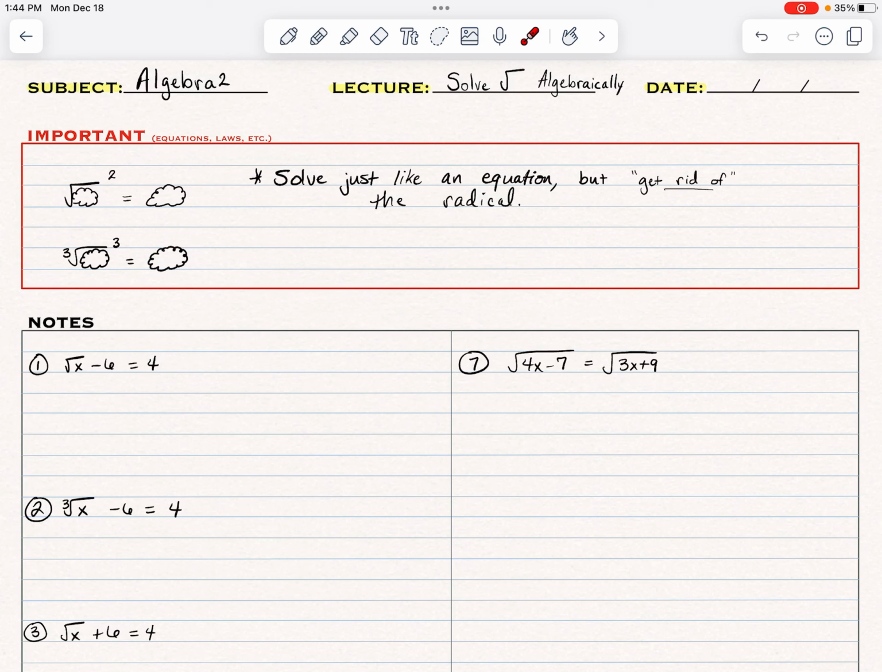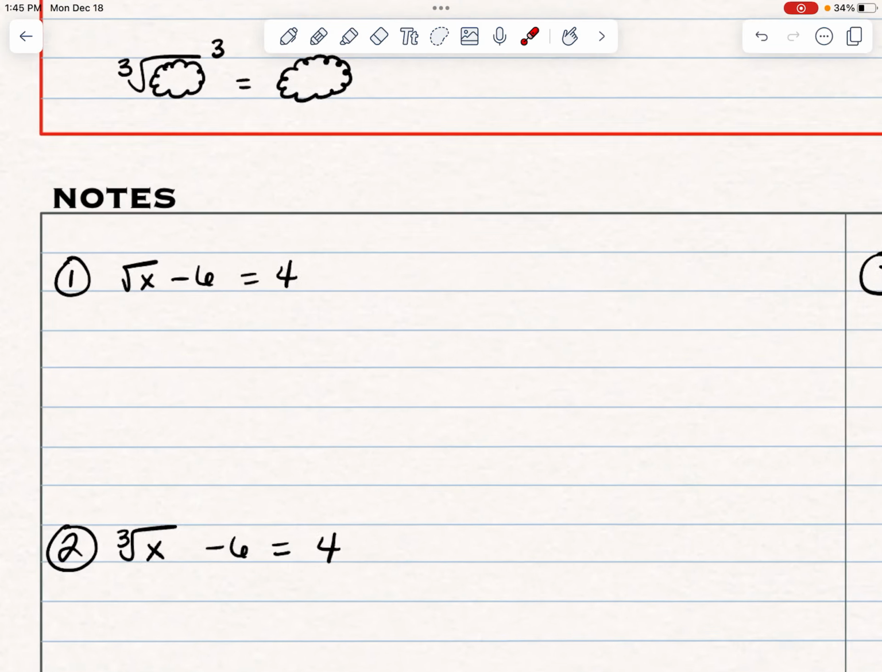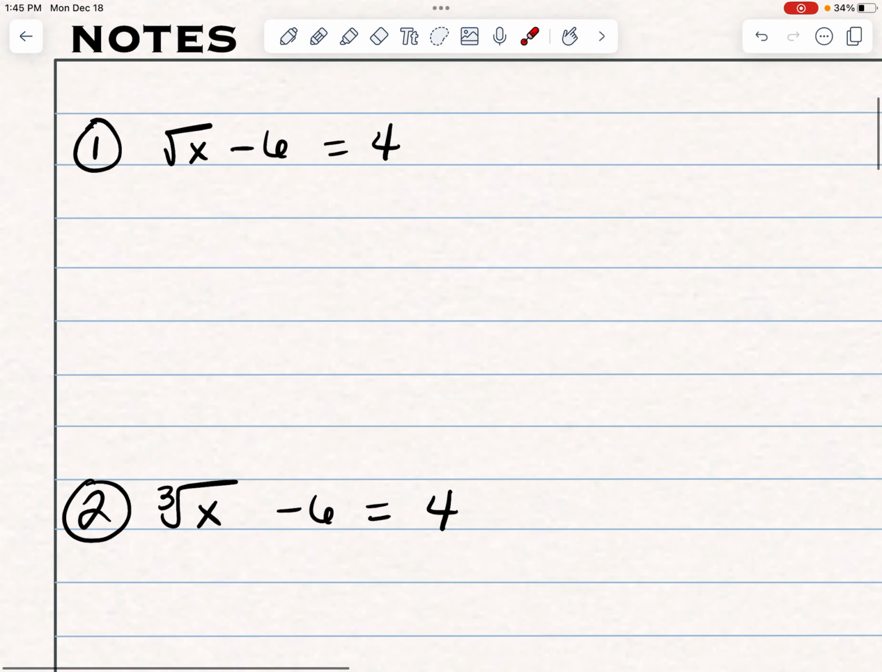So the square root and the squared end up canceling each other out. The cubed root and the cubed end up canceling each other out. So we're going to solve these equations just like a normal equation, but we're going to try to get rid of the radical. So let's look at our first example.